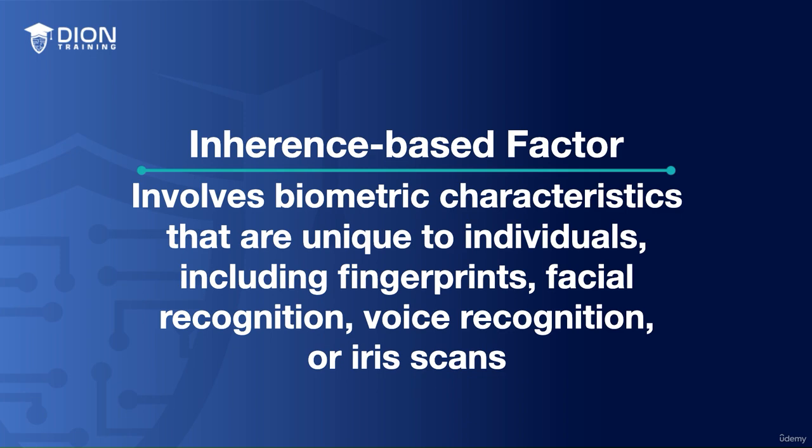Third on the list is something you are, also known as an inherent factor. Something you are involves biometric characteristics that are unique to individuals, including fingerprints, facial recognition, voice recognition, or iris scans. Older iPhones, for example, rely on a fingerprint scan to unlock a user's smartphone. According to Apple, there's a 1 in 50,000 chance that another person's finger could be used to unlock your iPhone because their systems are tuned pretty well to prevent a false acceptance.